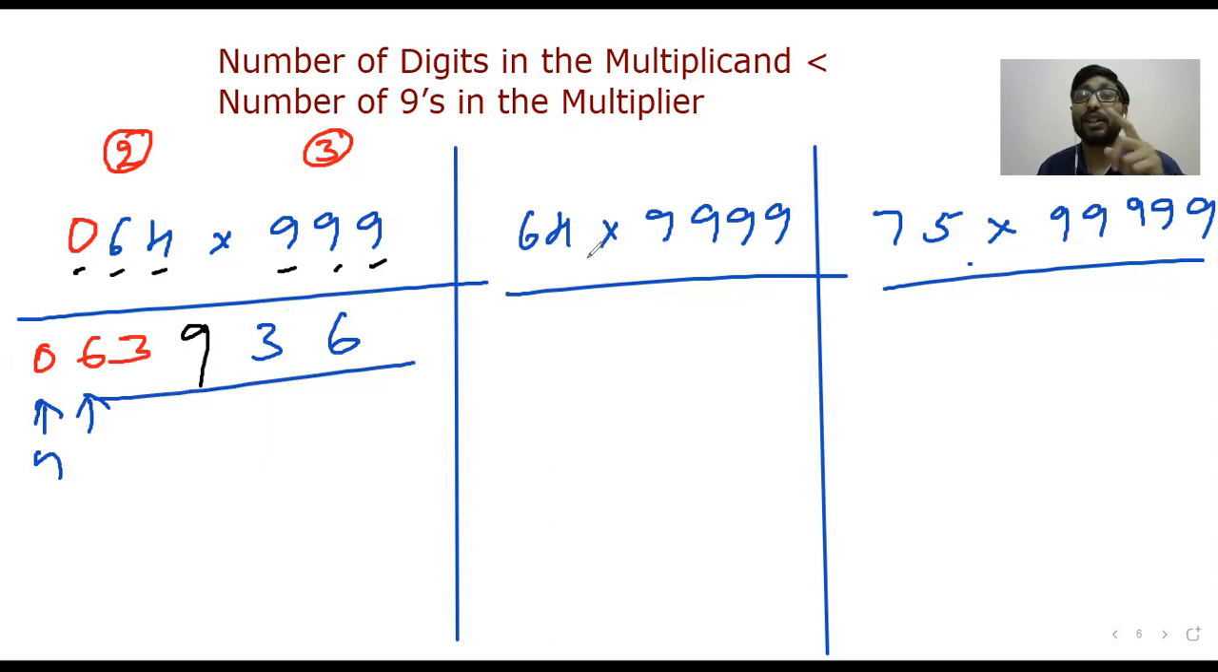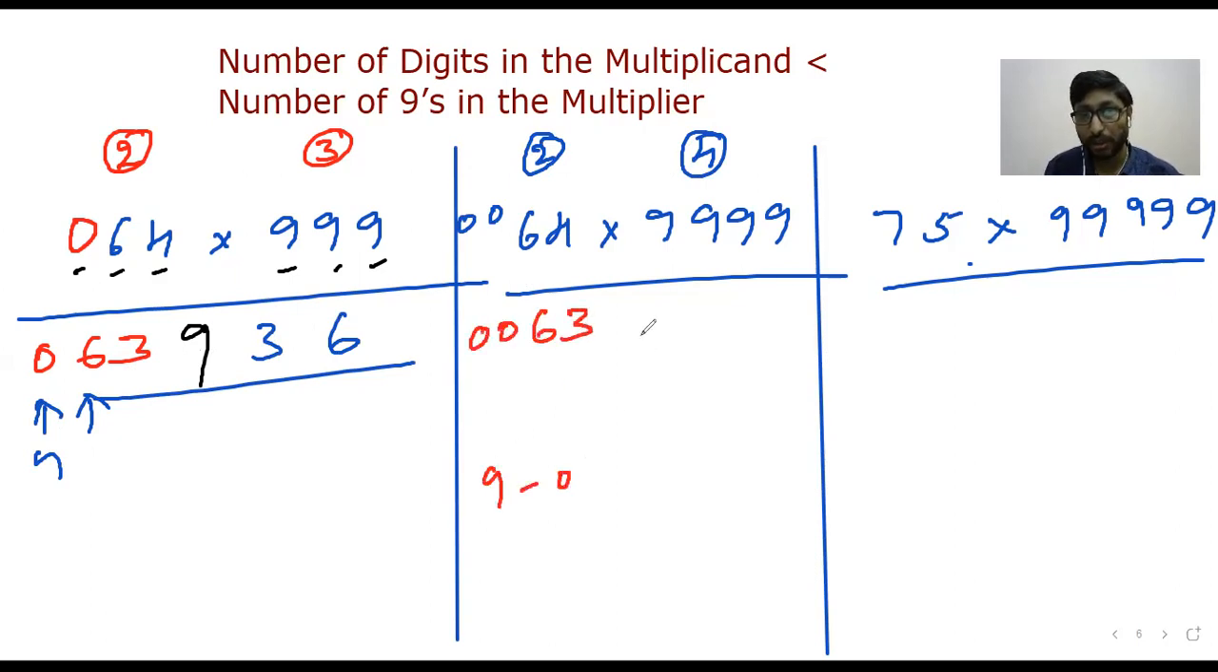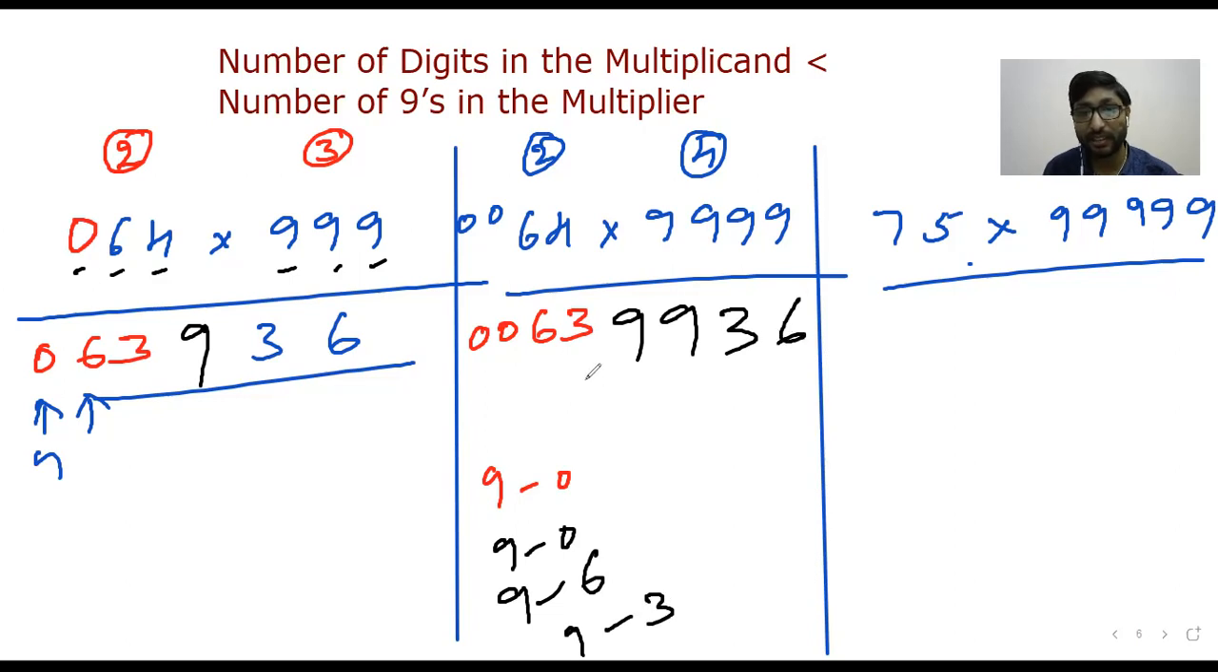So here, simple. See here, the difference is here 2 digits, here 4 digits. So the answer is going to be 0, 0, 6, 3. Sorry, I'll use a different color. 9 minus 0, 9. 9 minus 0, 9. 9 minus 6, 3. 9 minus 3, 6 is the answer.